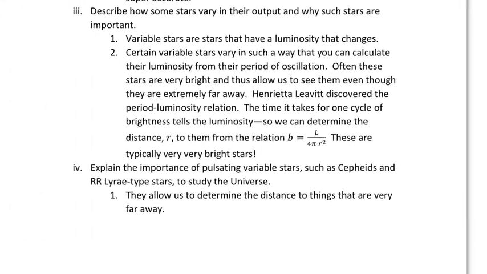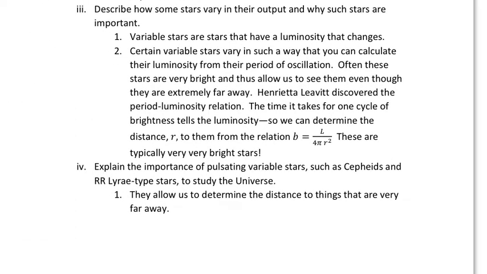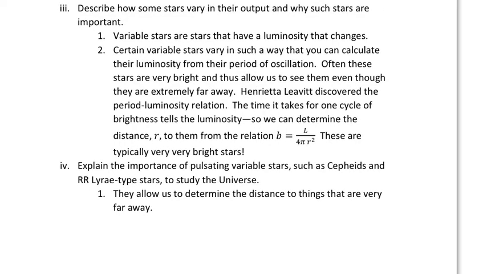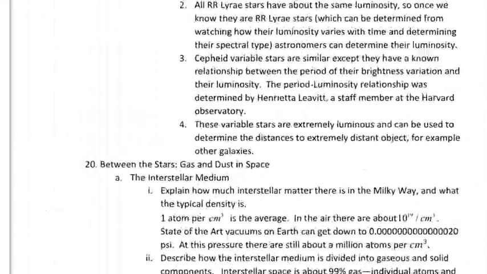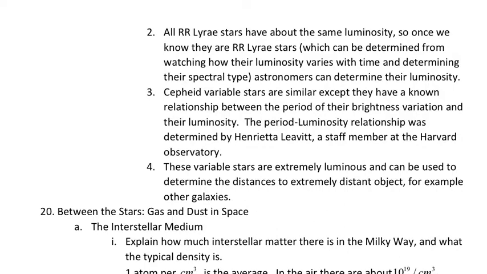There are two of these types of stars. One are called Cepheid variable stars, and one is called RR Lyrae. Cepheus is just the constellation the first Cepheid variable was seen in, and Lyra was the constellation the first RR Lyrae star was seen in, and so they're called Cepheid variable stars and RR Lyrae stars. And they're very useful in determining distances to objects that are very far away. All of the RR Lyrae have about the same luminosity. And so once we know that's what type of star they are, we pretty much know what their luminosity is.